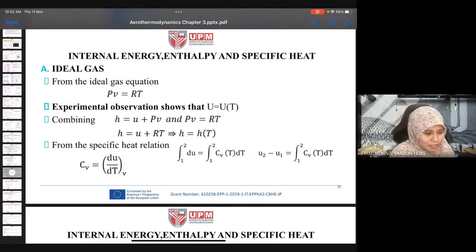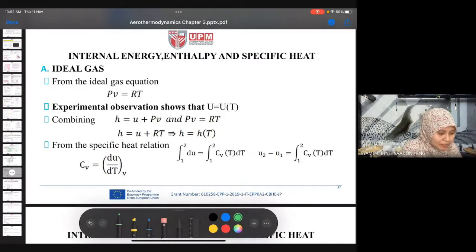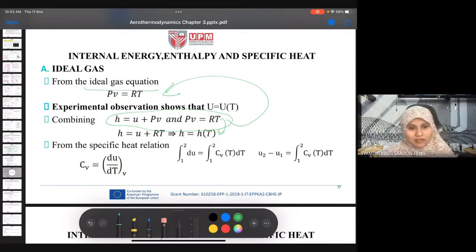Please make sure, we can apply this first law of thermodynamics like this only if the fluid is assumed to be an ideal gas. If the fluid is not assumed to be an ideal gas, then we cannot change from PV to RT, from the first line to the second line. We cannot change to that if the gas is not in the ideal gas state. So please remember that, this transformation is only valid if the gas follows the ideal gas equation.